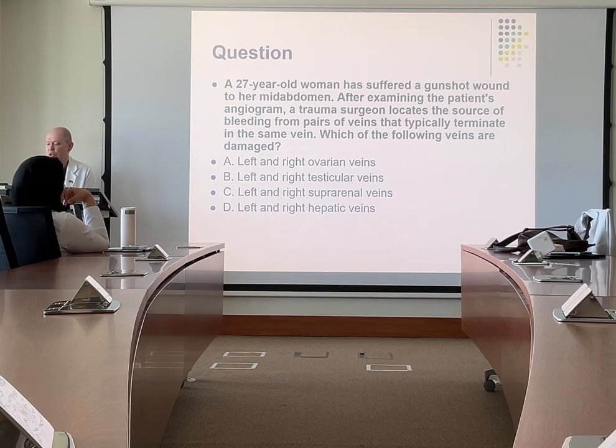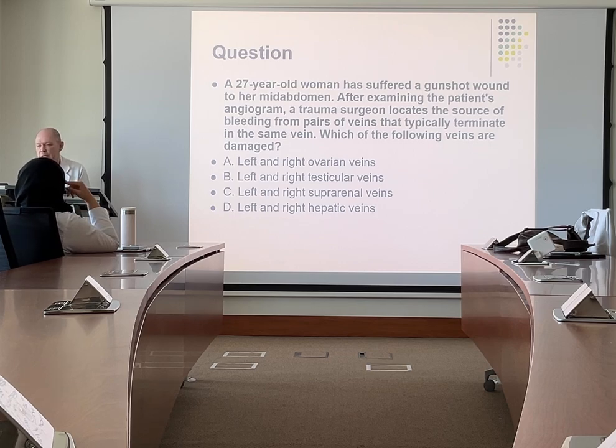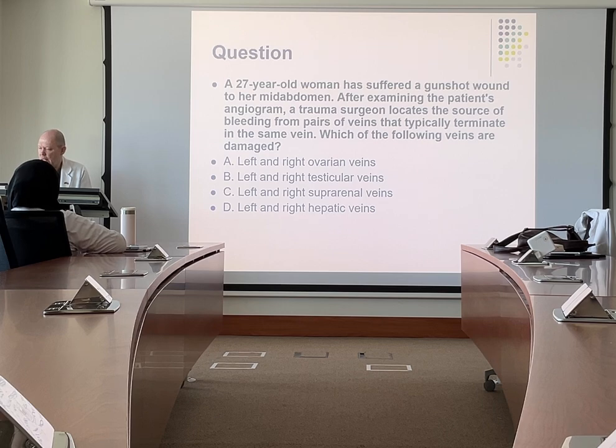Right. The second question is, a 27 years old woman has suffered a gunshot wound in her mid-abdomen. After examining the patient's angiogram, what the angiogram is? An X-ray with a contrast which basically helps us to recognize blood vessels. A trauma surgeon locates the source of the bleeding from the pair of veins that typically terminate in the same vein. Which of the following veins are damaged?